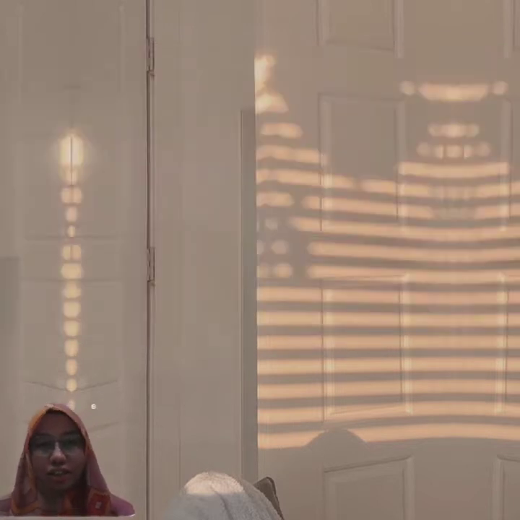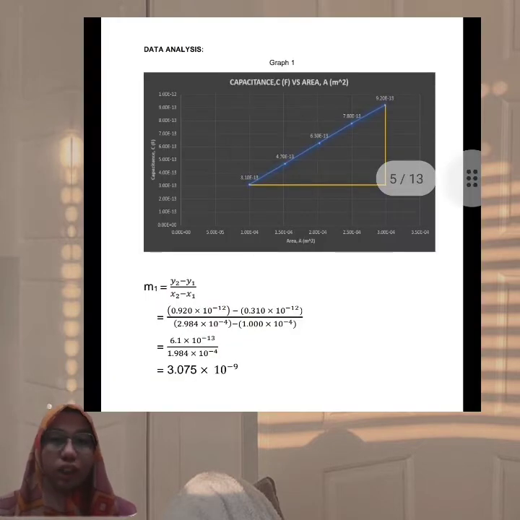Next is the analysis data for table 1. We need to plot the graph of capacitance against area, and the result is directly proportional. After that, we need to find the slope of the graph by using the formula, and the slope of graph 1 is 3.075 multiplied by 10 to the power of negative 9.